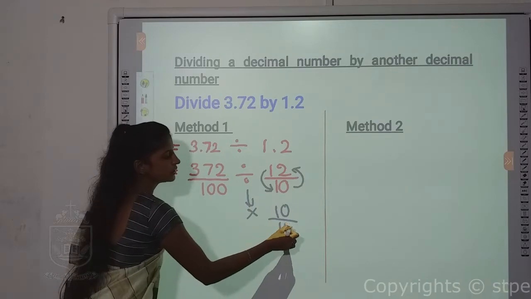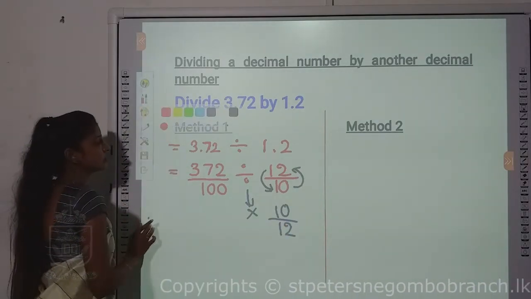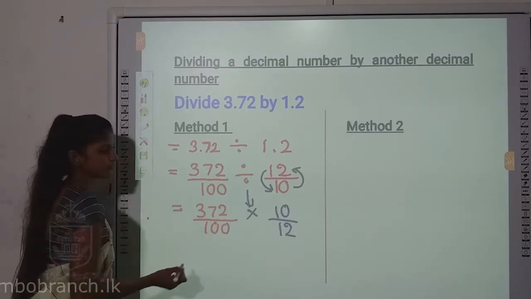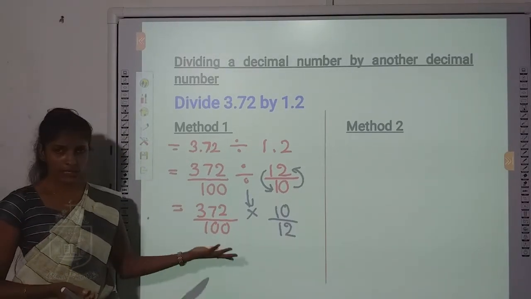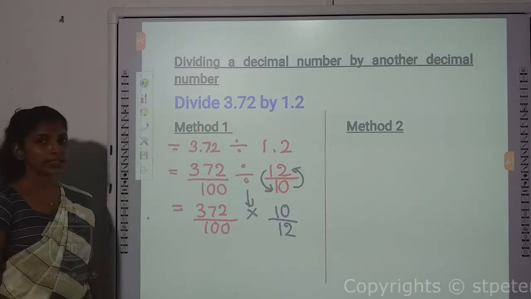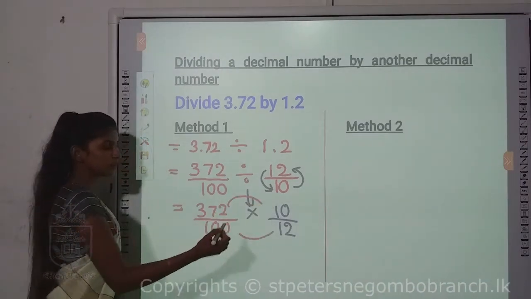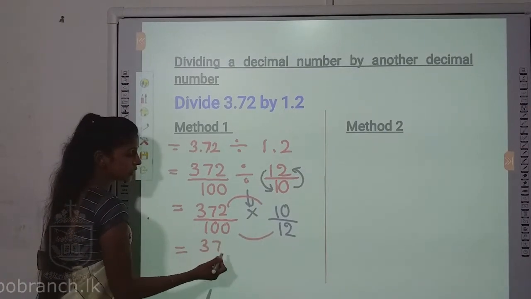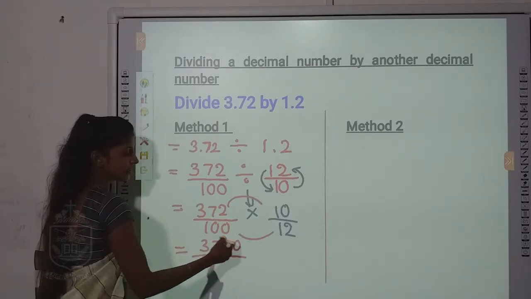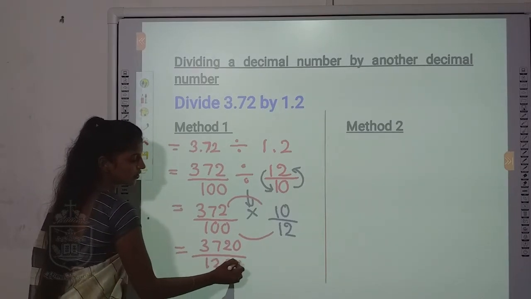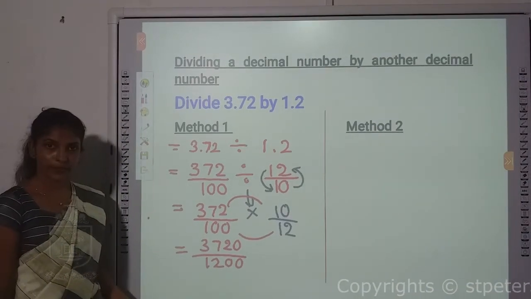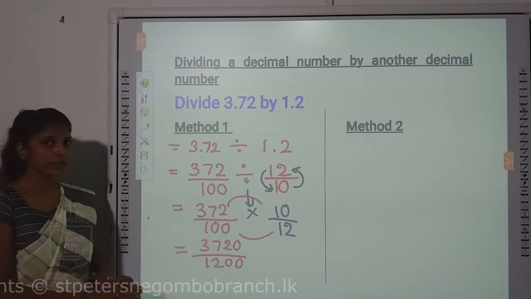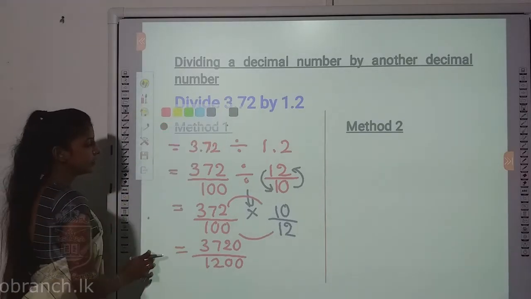Okay. 12 comes down. You are not going to change the first fraction, write it, that is 372 divided by 100. Now it is easy, multiply the numerators separately, multiply the denominators separately. So, what will be the answer here? In the numerator you will have 3720 and in the denominator 1200. Here you can see two zeros are there, which means we can cut the two zeros and then divide the rest.